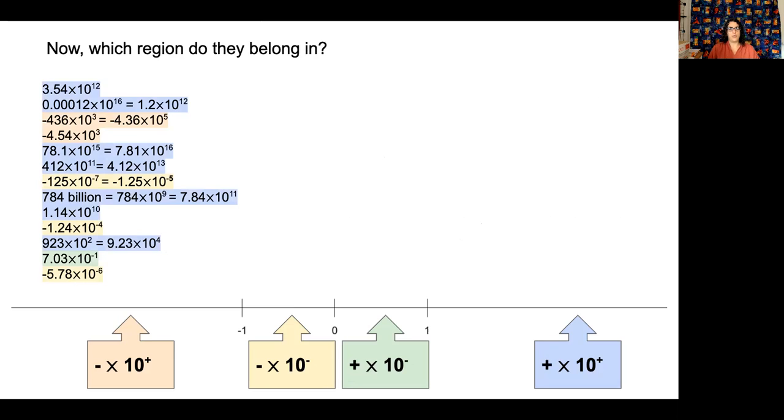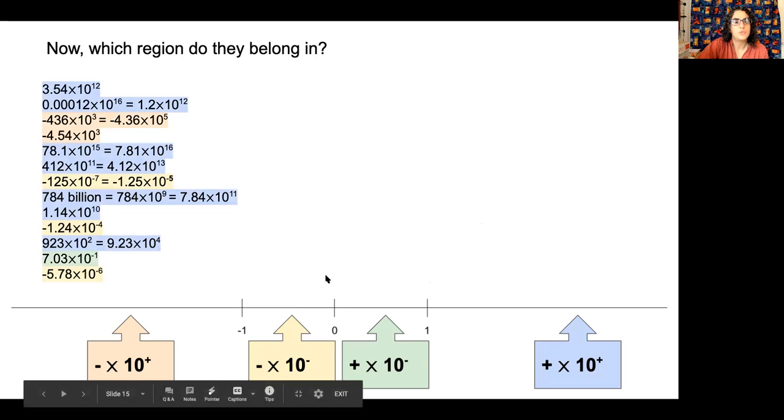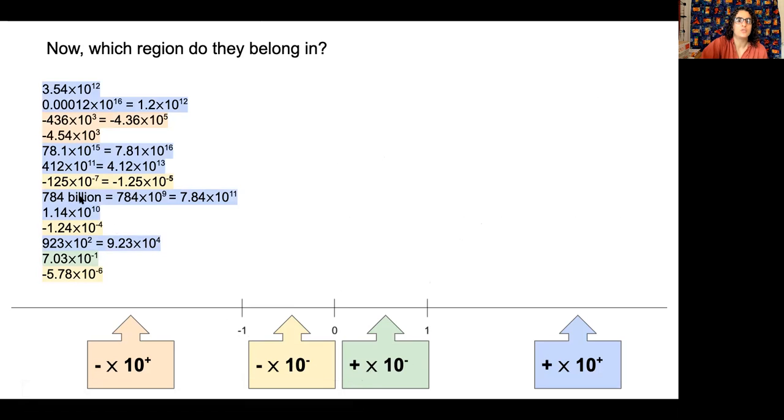Now I want to color code them by which region they belong in. You may not want to do this by color coding, but you want to go through and look at each one and say, is it bigger than 1? Is it between 0 and 1? Is it between 0 and -1? Or is it out past -1? So these two here are out past -1. These three are between -1 and 0. And I only have one number that's between 0 and 1 on this list. And I have a whole bunch of big positive numbers.